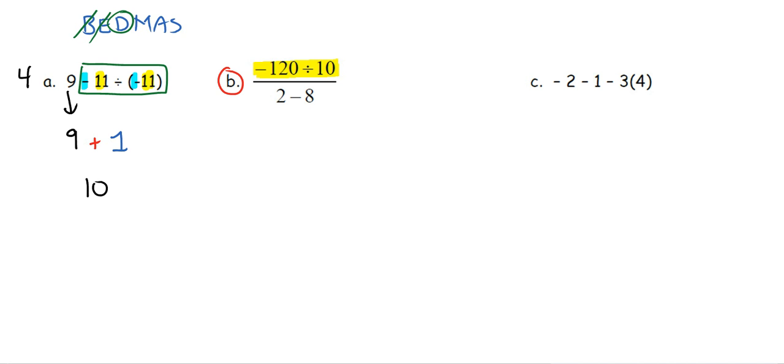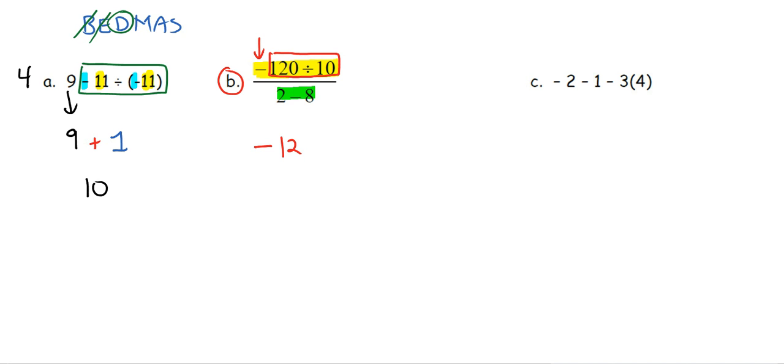Okay, well, how many negative signs do you see in the numerator? I see one negative sign, so in your numerator you should have a negative answer. Now ask yourself, what is 120 divided by 10? How many times does 10 go into 120? Well, that's going to be 12 times. So the numerator is simply going to be negative 12.